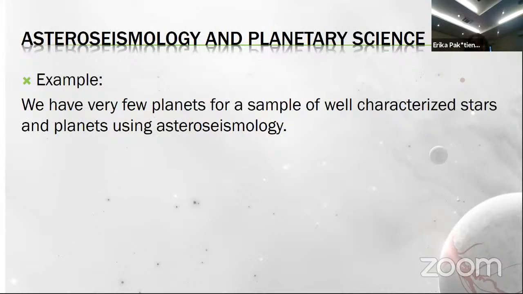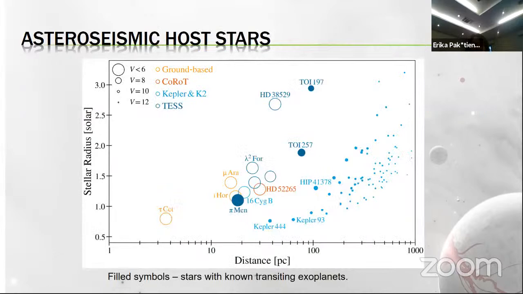And now I'll talk a little bit about how we can use asteroseismology for planetary science. The problem is that we have very few planets which are well characterized and orbit a variable star. This plot shows all those stars. Most of those stars with transiting exoplanets were observed by Kepler, shown here. All those stars are quite faint, and we cannot do precise asteroseismology for them, especially if those stars are solar type.